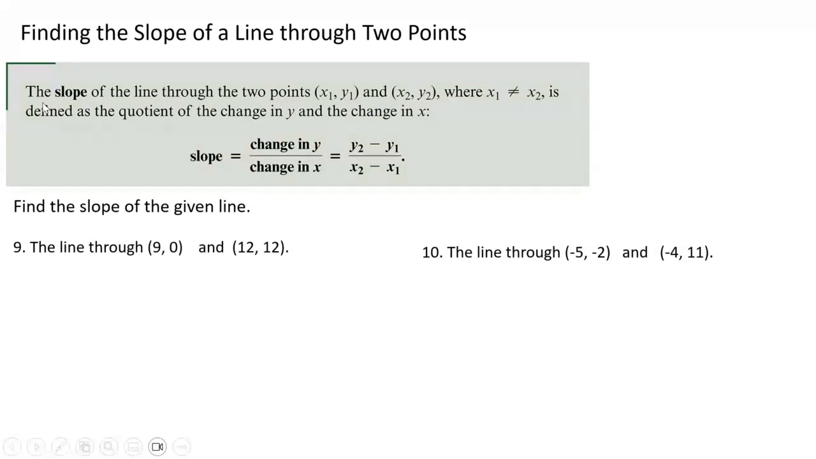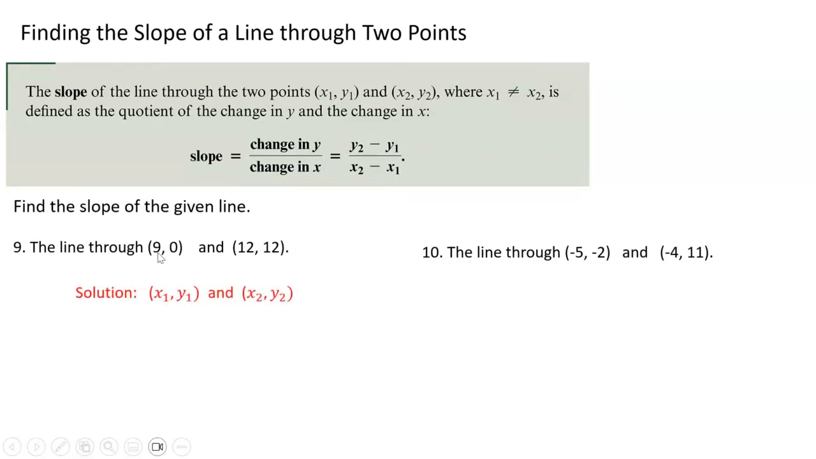The slope of the line through 2 points, x1 and y1, that means that this is point 1, x1 and y1. And point 2 will give us x2 and y2. Where x1 and x2 don't equal, because if not, it'll be undefined. So this is my slope formula that we use.